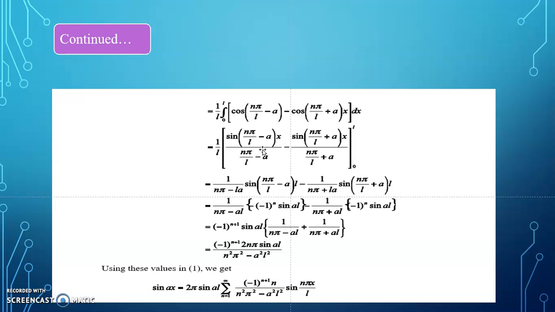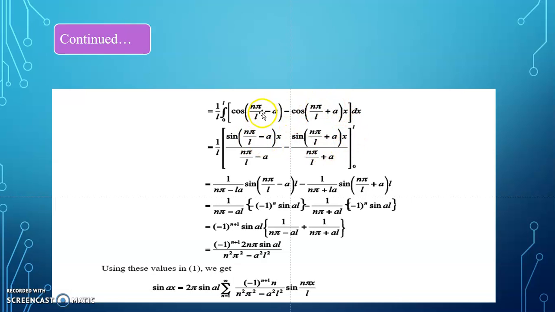Here we have to use the sin A sin B formula. The sin A sin B formula is cos of A minus B minus cos of A plus B, with A equal to n pi x by L and B equal to ax. So we get cos of (n pi by L minus a) into x minus cos of (n pi by L plus a) into x dx. Now we have to split the integral.